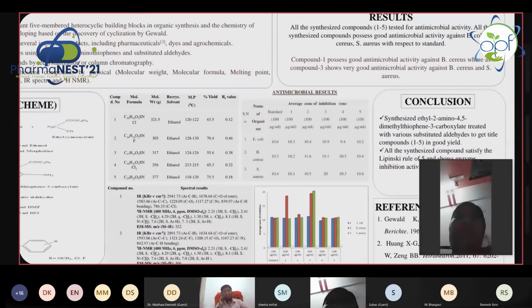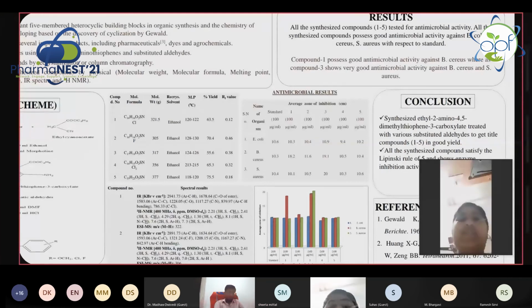The crystallization solvent that is used is ethanol, and the melting point is calculated by using the melting point apparatus with a capillary tube, and percentage yield is calculated for all these compounds. The Rf value is calculated by performing TLC, and the solvent that is used in TLC is hexane as well as chloroform. And these are the spectral results and the spectral data for the first two compounds. These are generally performed by using IR, NMR as well as mass spectroscopy.